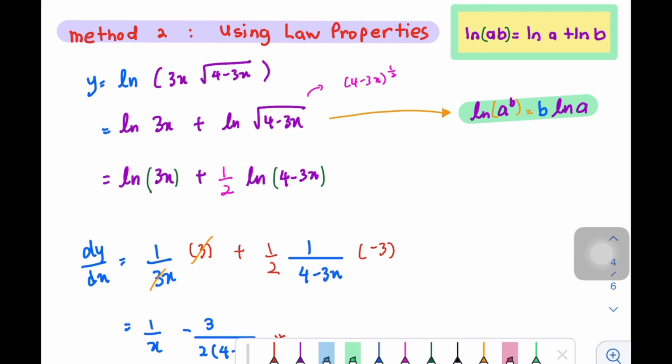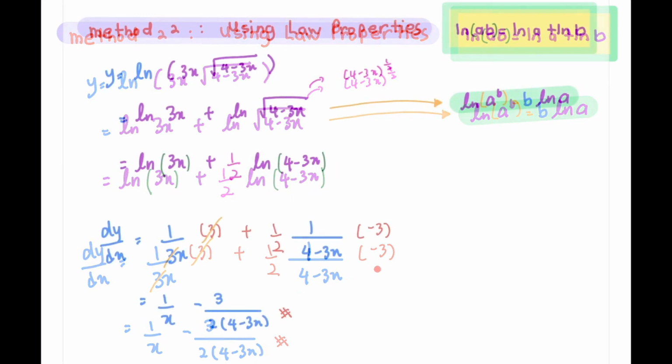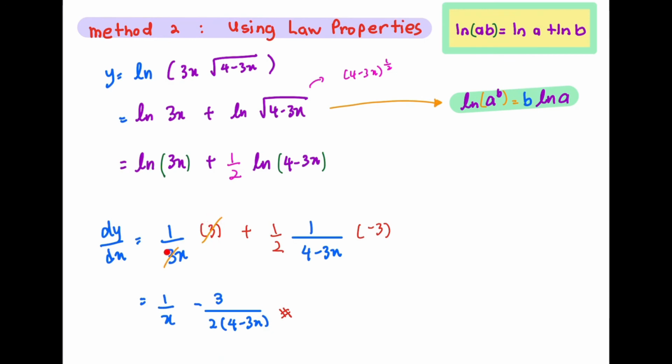So now let's find the derivative. So dy over dx for the first term, ln of something is just 1 over that something. Further differentiate it, which is 3, plus 1 over 2. This is a constant, put it back. So ln of something, again, let's find the derivative. This is just 1 over that something. Further differentiate it, which is negative 3. So now let's simplify our answer. So 3 can be cancelled out with 3. So you're left with 1 over x. And for this second term, the numerator is minus 3 and your denominator is 2 times (4 minus 3x). Therefore, this is your final answer.